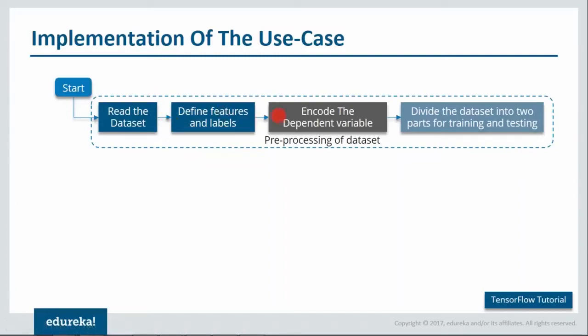Then we need to encode the dependent variable, and here the dependent variable is nothing but your label. So we are going to encode those dependent variables. After that, we are going to divide the data set into two parts, one for training, another for testing.